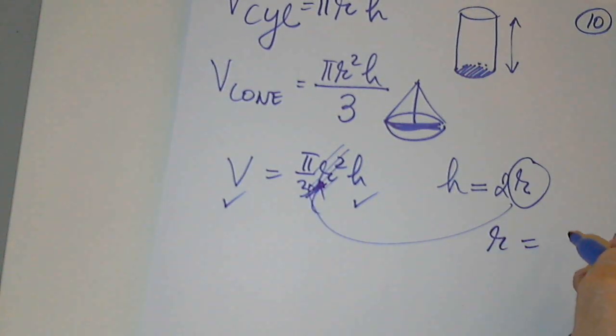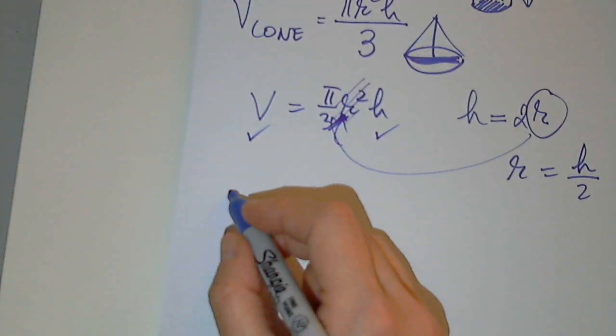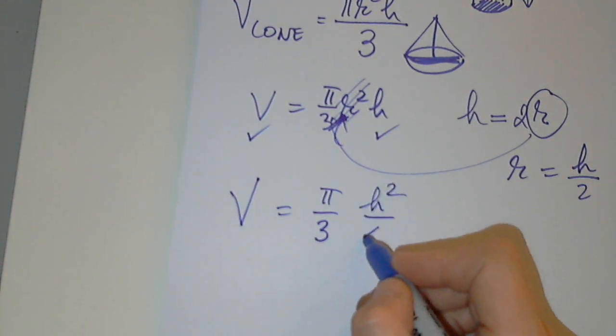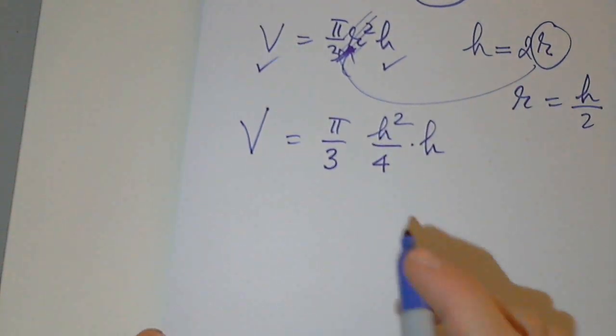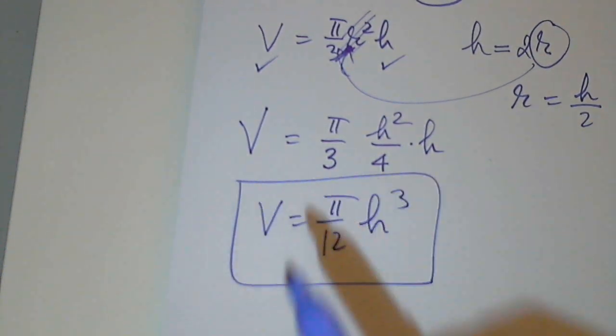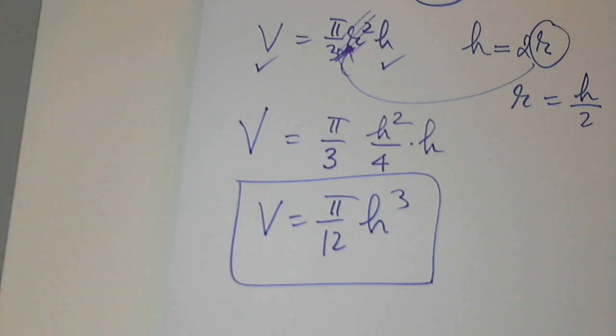So how much is r? h over 2. Good. So I just plug it in. So the volume equals pi over 3 h squared over 4 times h. Or the volume equals pi over 12 h cubed. I accomplished a major task. I created an equation, a relationship between two functions of time. Function v, volume, and function h, height. Both functions of time.